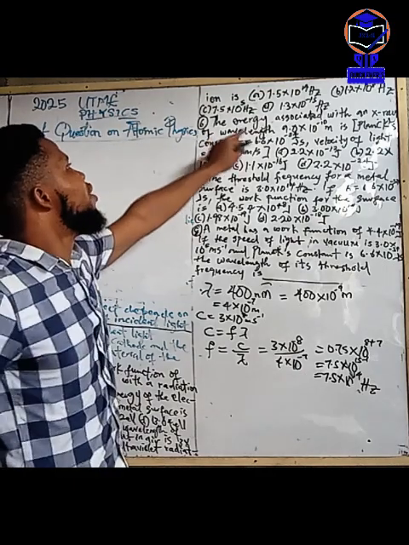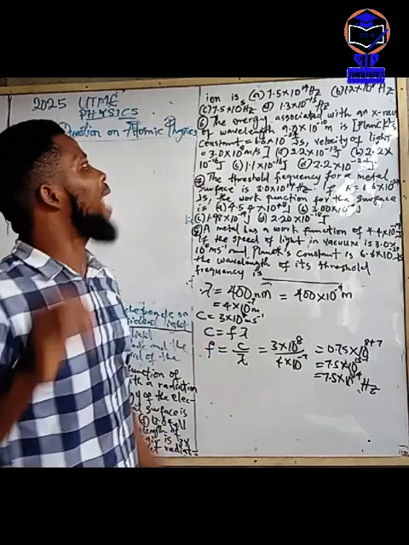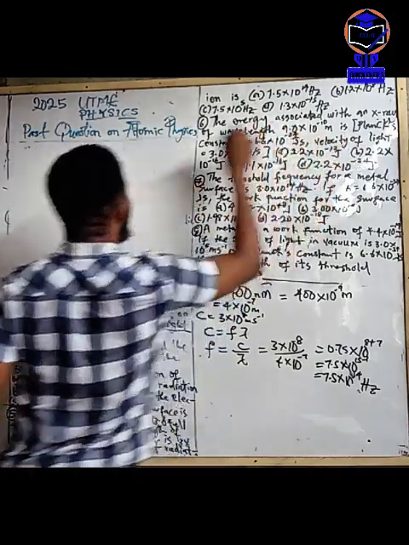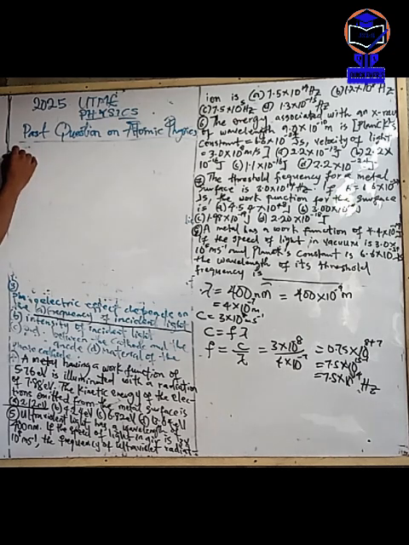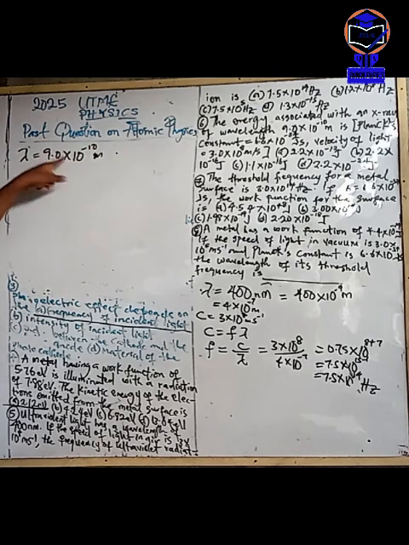So, number 6: the energy associated with an X-ray of wavelength 9.0 times 10 to the power minus 10 meter is. So, what will be the energy of something that has a wavelength of 9.0 times 10 to the power minus 10 meter? That's what they are saying. This is an X-ray. What is the energy associated with it?